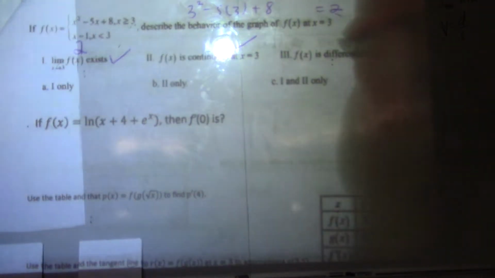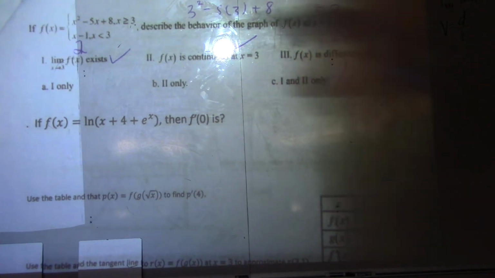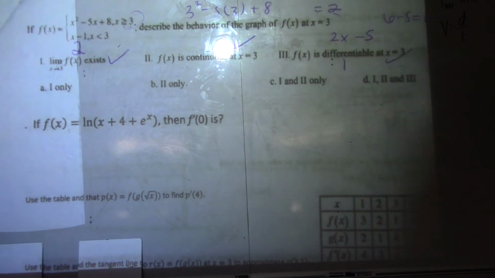Differentiable, you have to take the derivative: 2x minus 5, and this one would just be 1. If I plug in x equals 3, that is 6 minus 5, which is 1, so the derivatives are also equal, so all three are true.